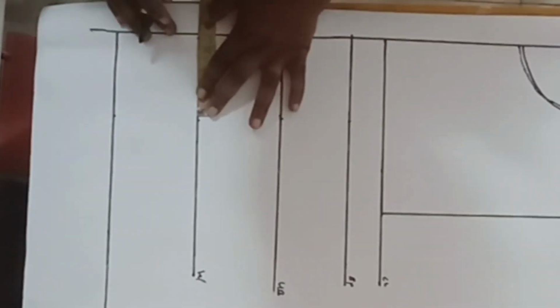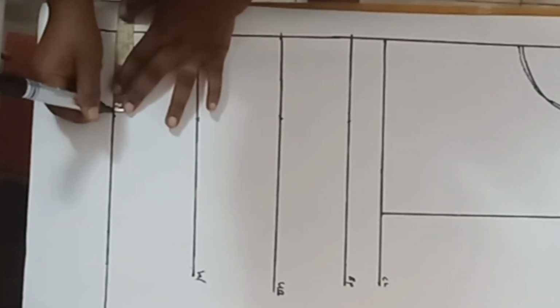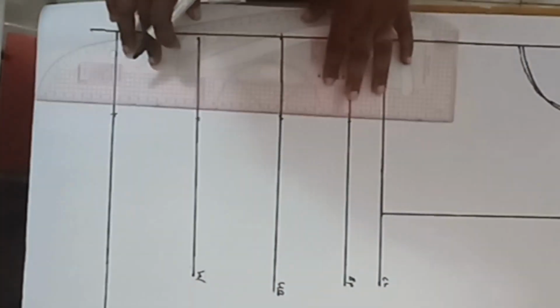People call it nipple to nipple, bust span measurement. Mine is 7. You measure the distance between one nipple to the other. That's how you get your bust span measurement.